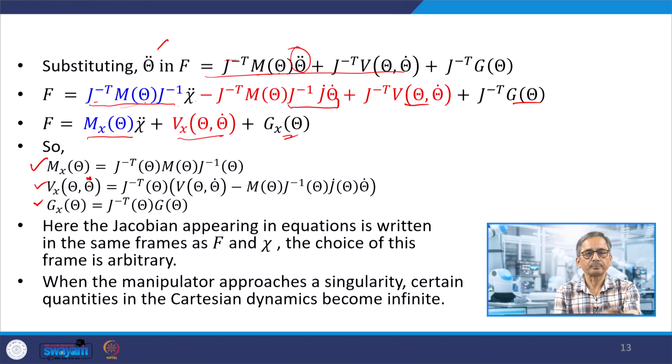So, here the Jacobian appearing in the equation is written in the same frame as f and χ, okay. The choice of this frame is arbitrary. Now, when the manipulator approaches a singularity, certain quantities in the Cartesian dynamics become infinite. So, these things we have to take into picture when we are designing a manipulator.